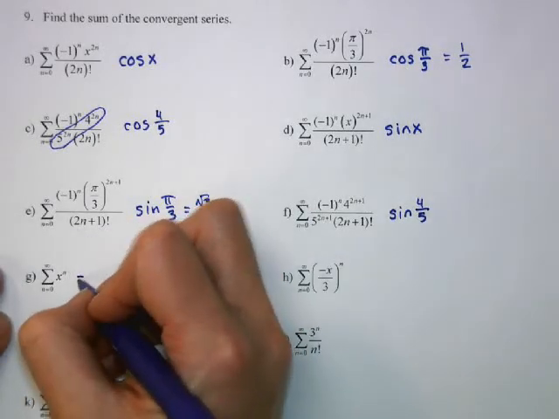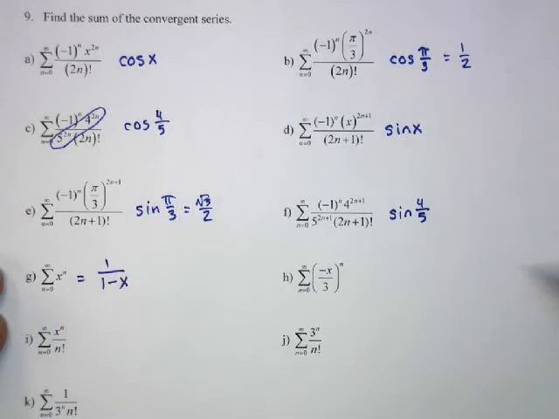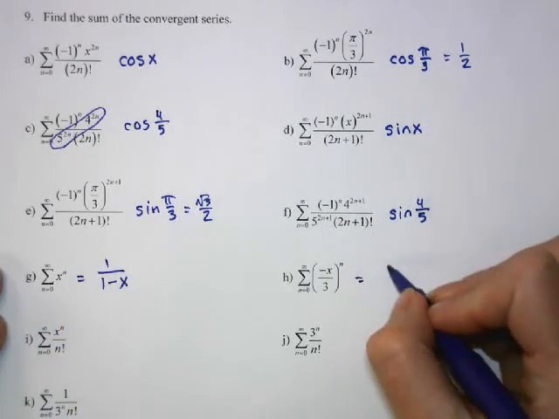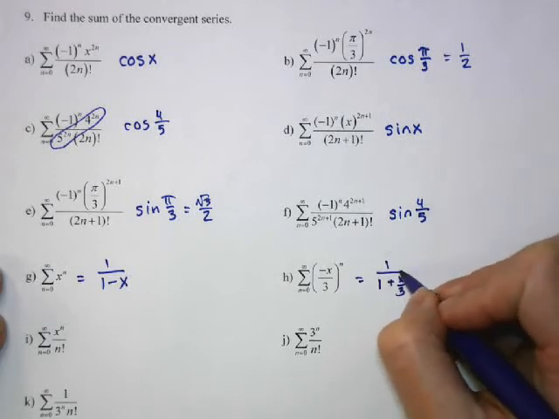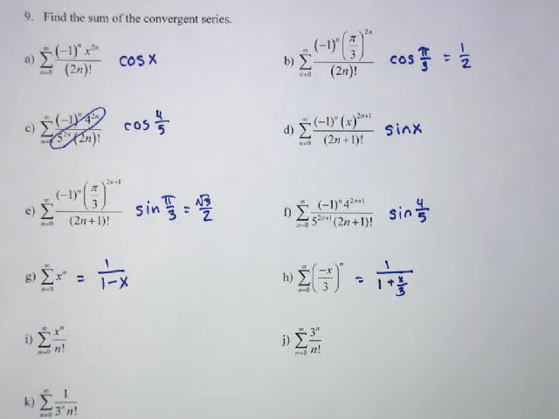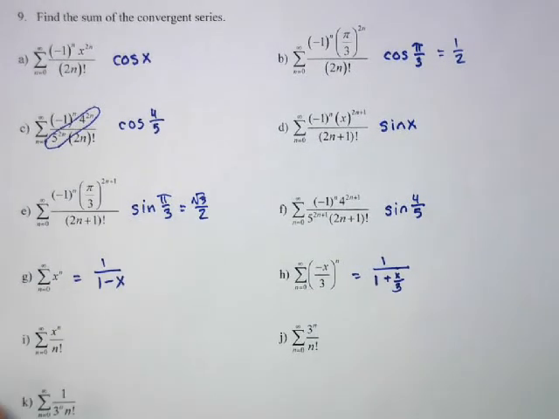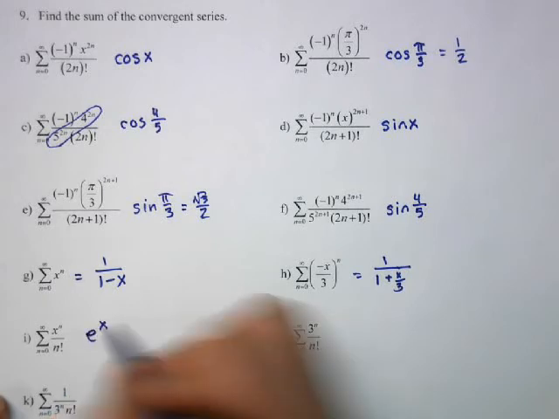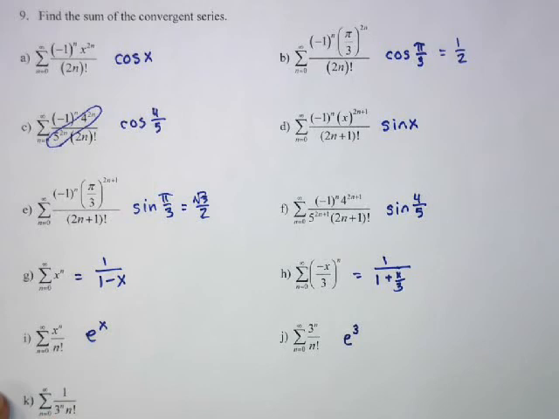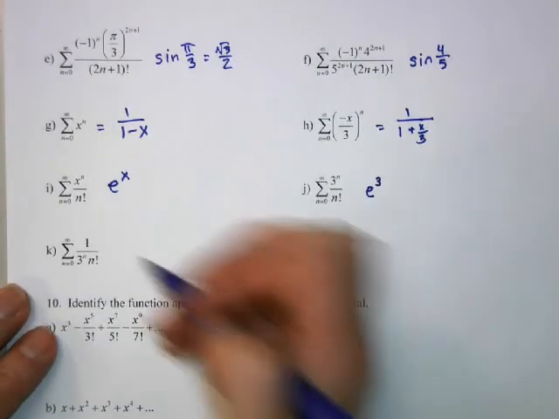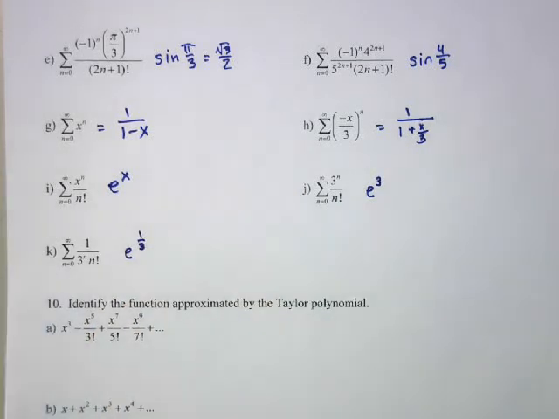X to the n is our 1 over 1 minus x. That's just one we want to know. And then we're replacing the x here with a negative x over 3. This is e to the x, which makes this e to the negative 1/3. This one is going to be e to the 1/3.